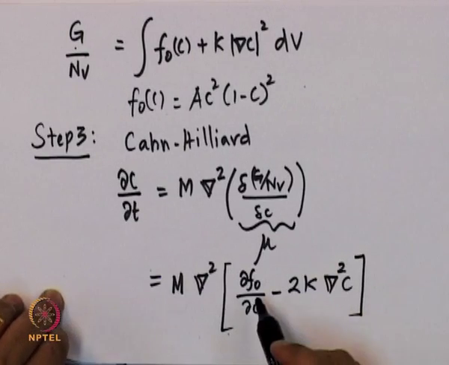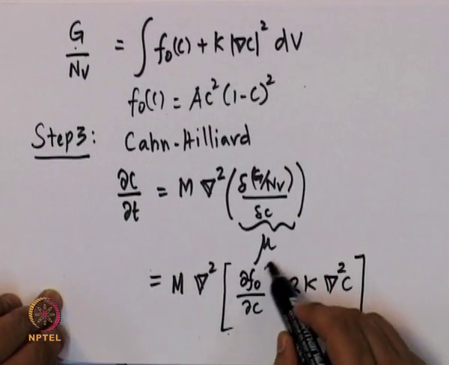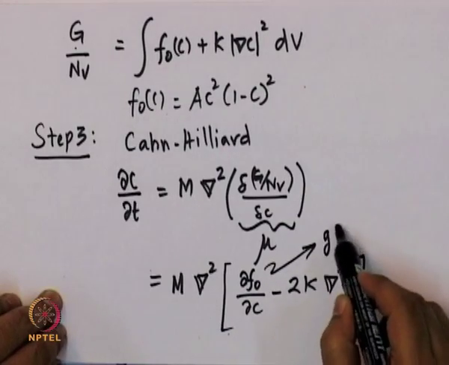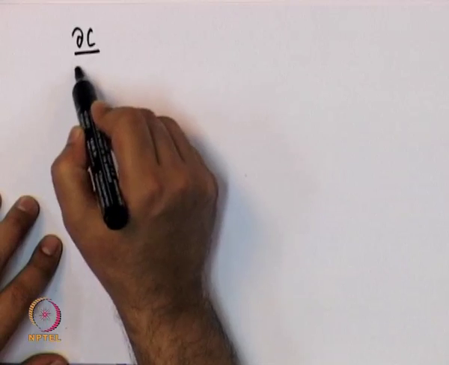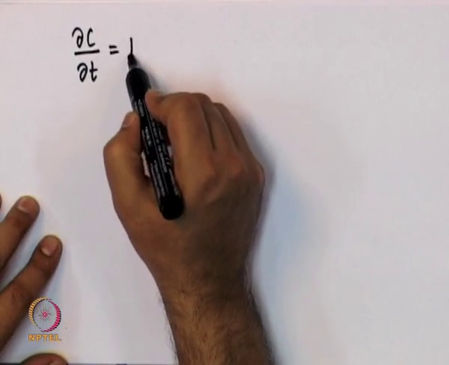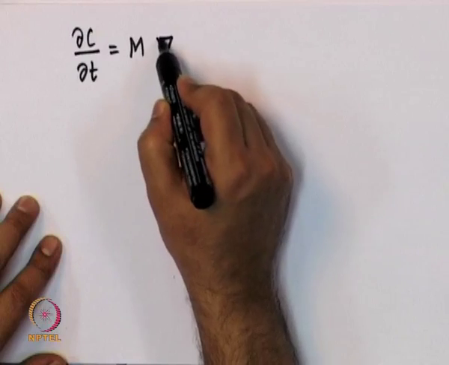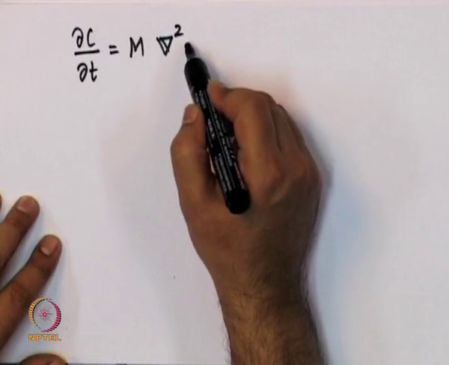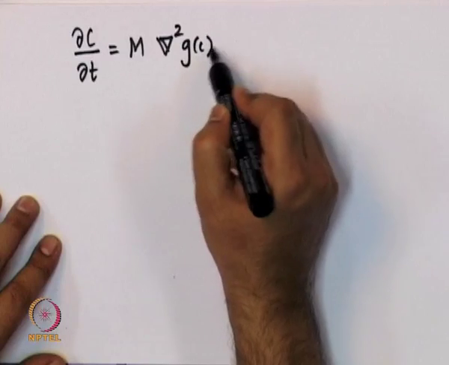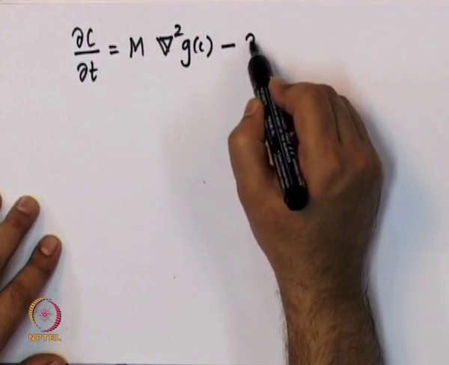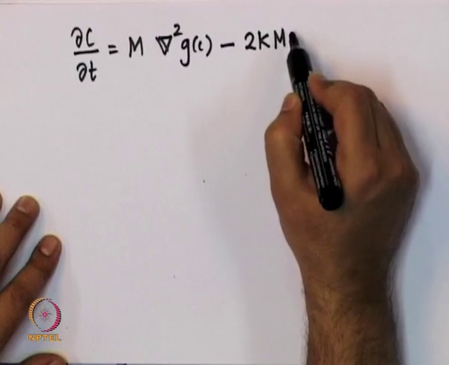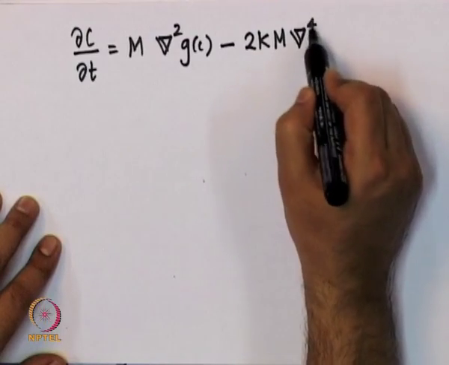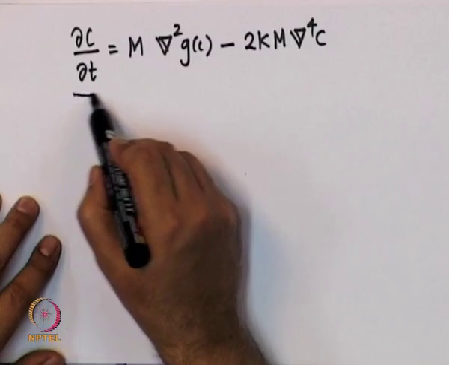Now, let us call dou F0 by dou C as some function G of C. So, now we have the evolution equation, which is given by dou C by dou t is equal to m del squared acting on G of C minus 2 kappa m del power 4 C. So, this is the third step.